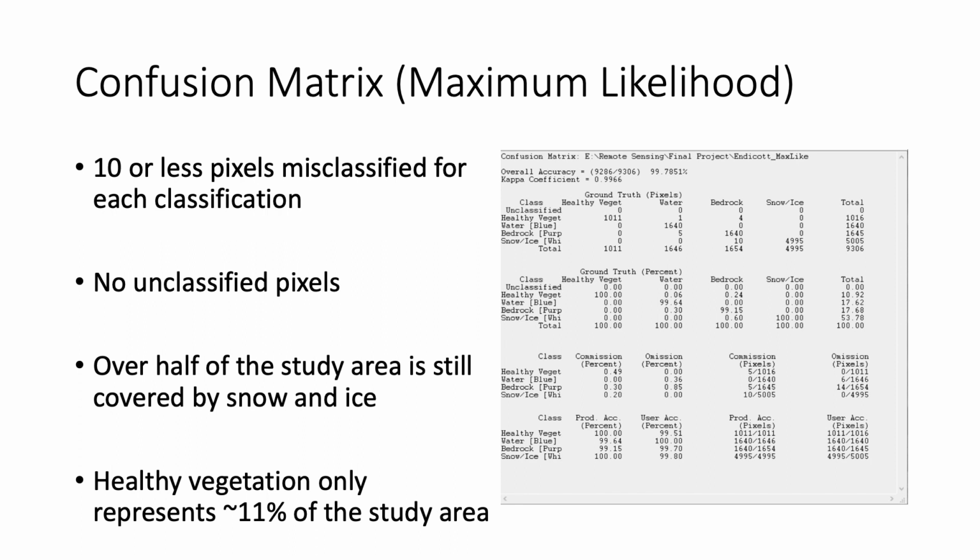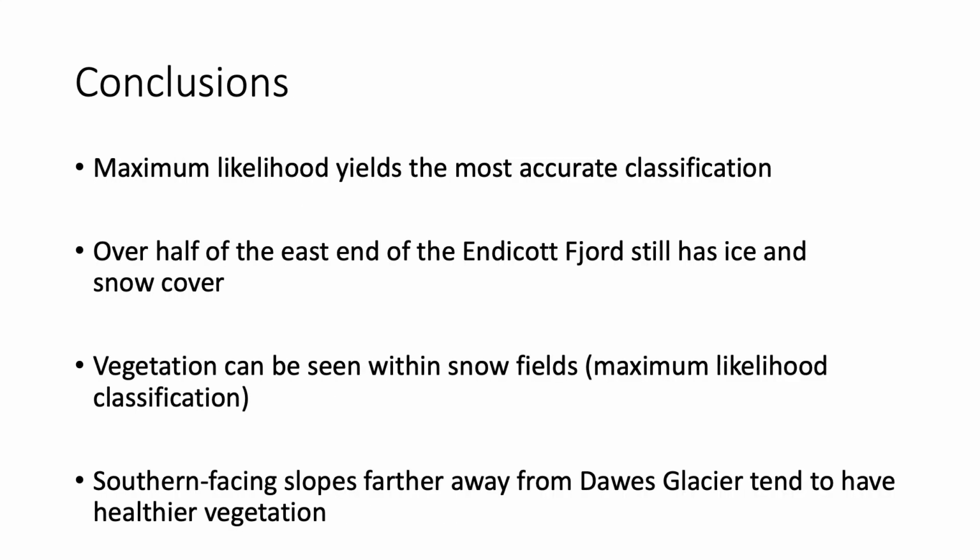In addition to this, one of the most surprising observations we can see from this confusion matrix is that vegetation only covers an approximate 11% of our study area. This may be another misleading statistic and may be misclassified, but more research must be done to confirm this. To summarize what we've observed in this presentation, the maximum likelihood classification scheme yields the most accurate results. However, these results may be suspect and are not final.